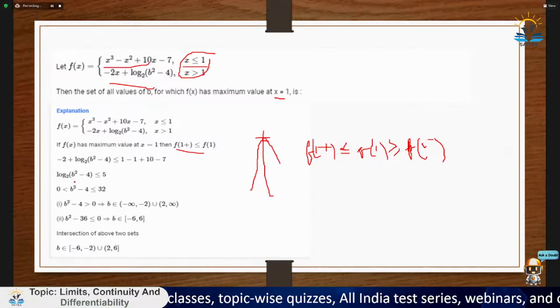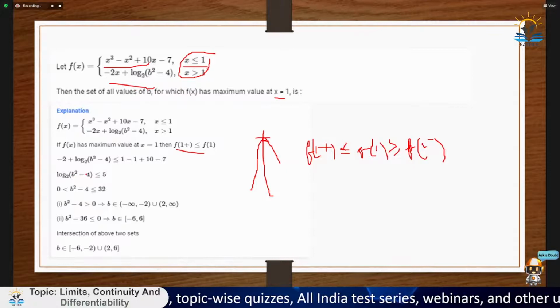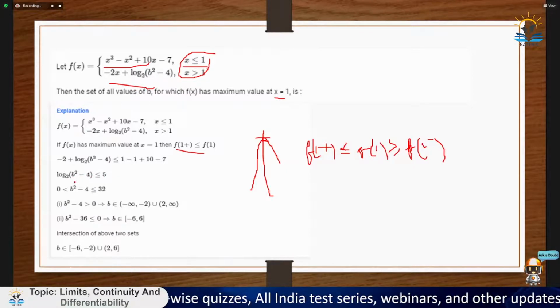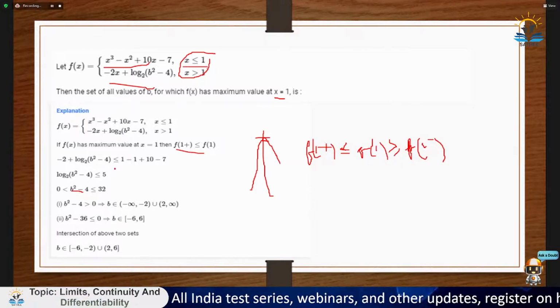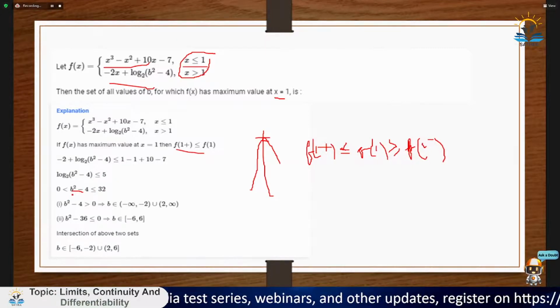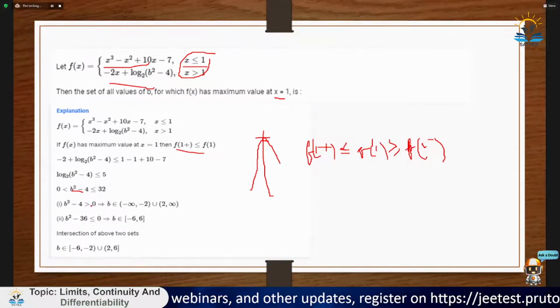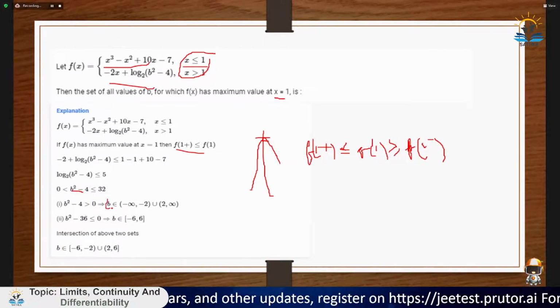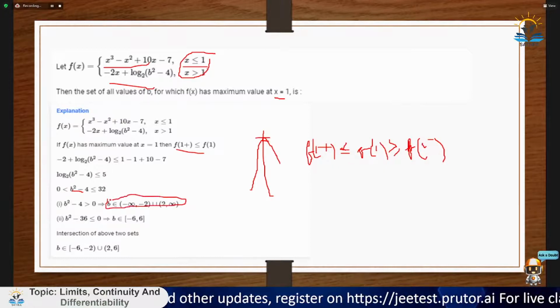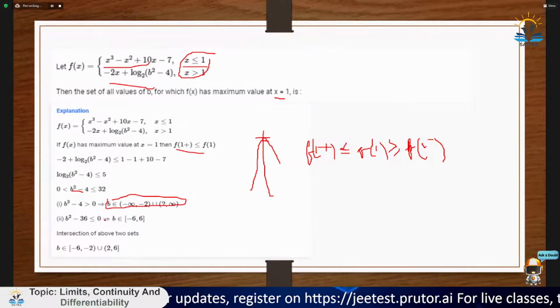Then from here, solving the log, I will take 2 power both sides. So I will get b square minus 4, and from here I will get 2 power 5. 2 power 5 is 32. So my b square minus 4 is lying between 0 and 32. So solving this, I will get b belongs to minus infinity to minus 2 union 2 to infinity. And b square minus 36 is less than or equal to 0.